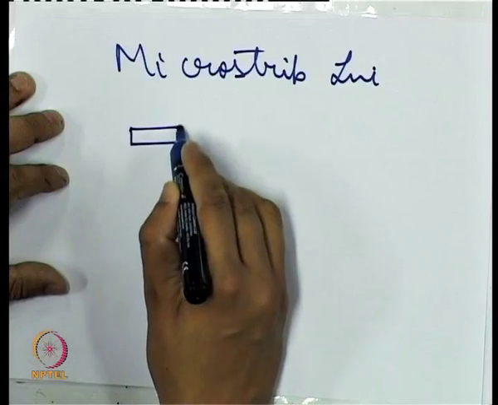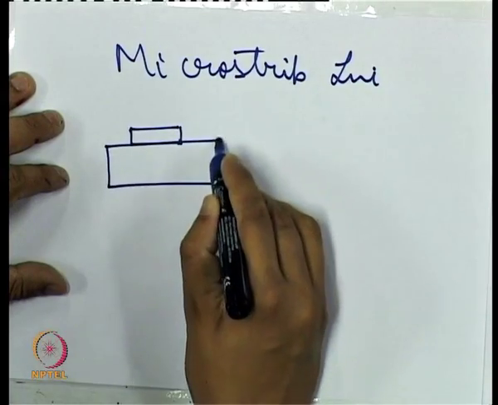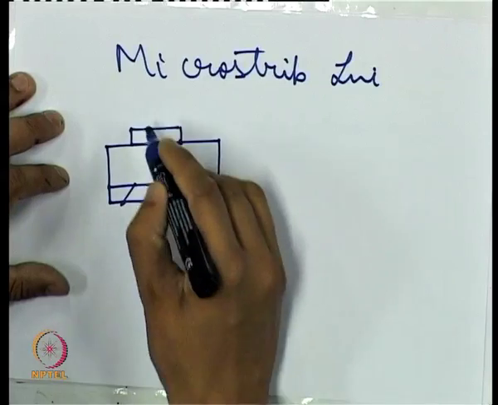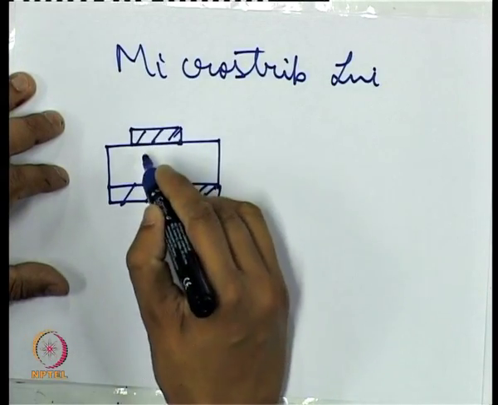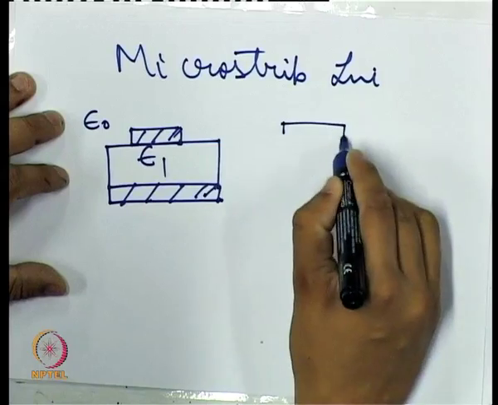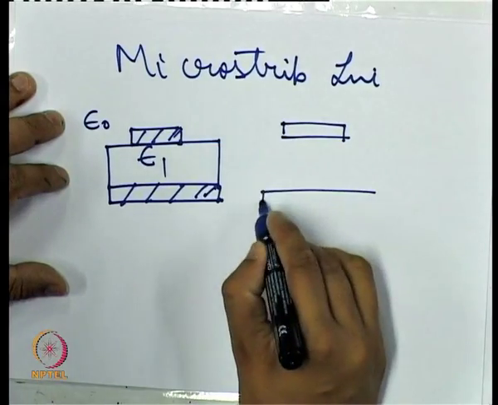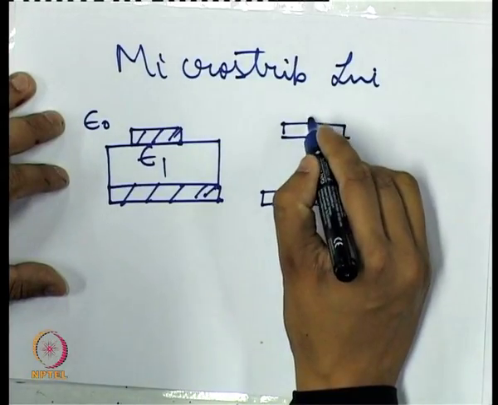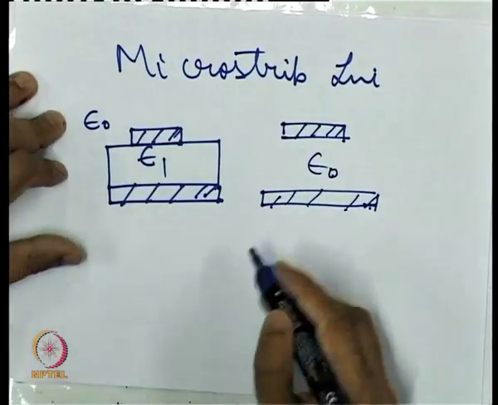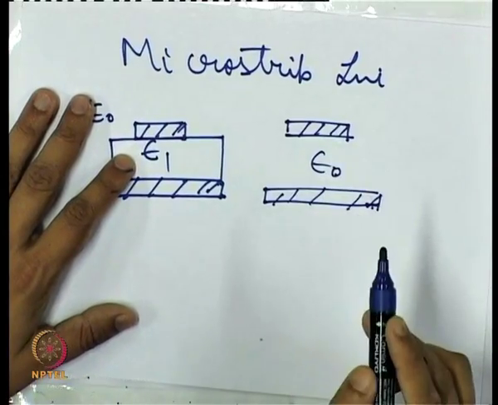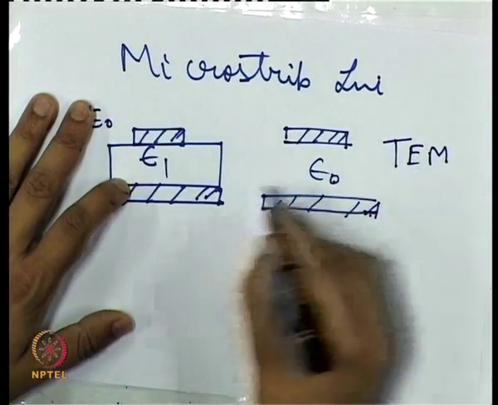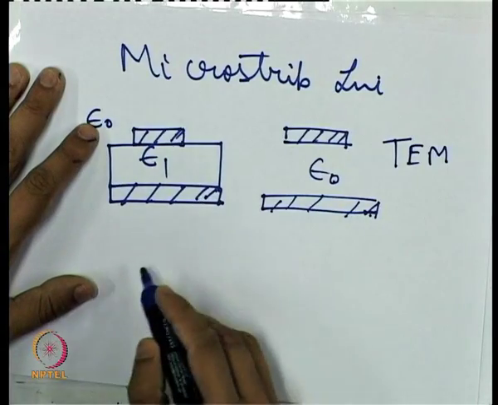If you take a cross section of a microstrip, which I showed in the previous slide, it is something like this: two metal layers sandwiched between a dielectric having dielectric constant epsilon 1. If we had just air in between, with all epsilon 0, then it would be a true two-conductor waveguide and TEM would be the dominant mode. But since it is not so, we have another dielectric material in between.